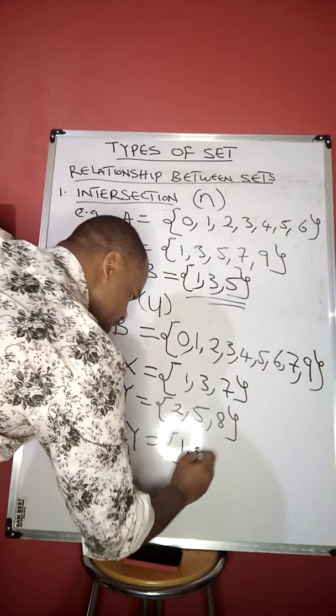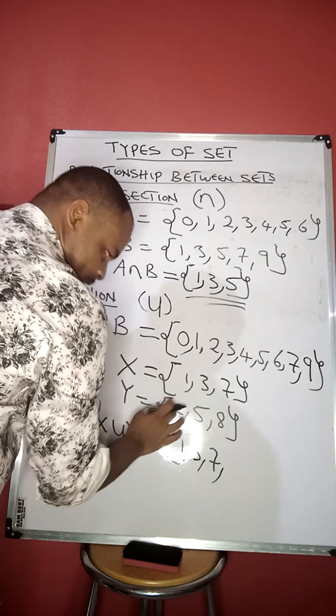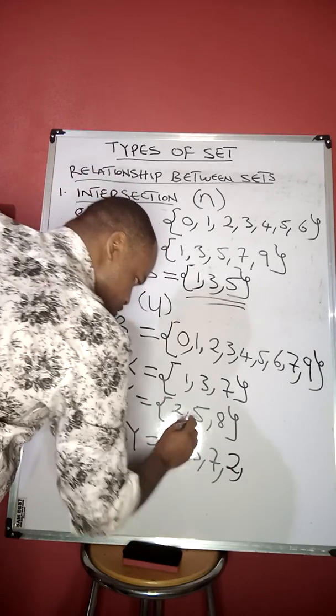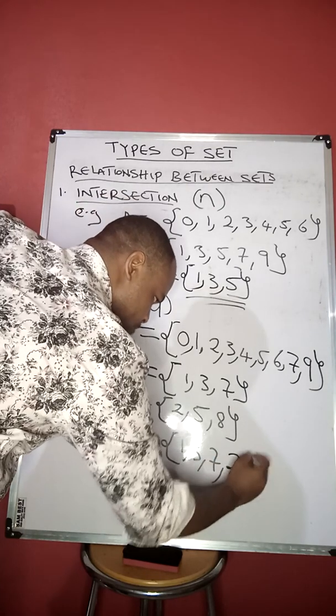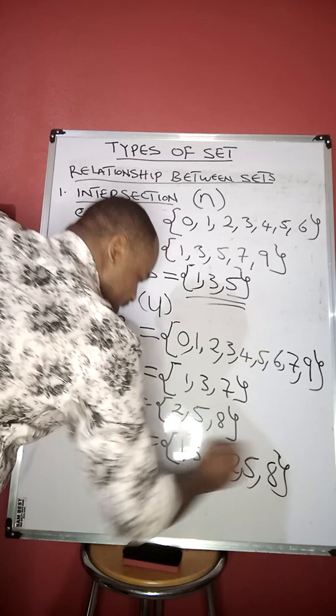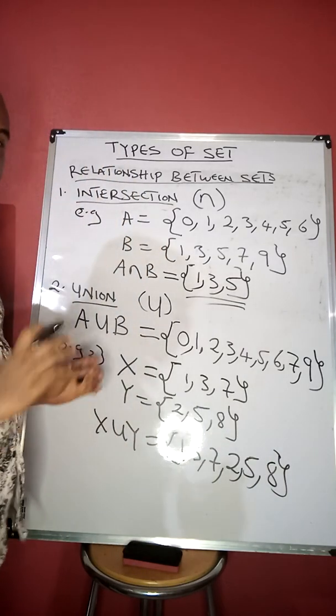So I have 1, 3, 7. Then I list this 2. Have I written 2? No. So I'll put my 2. 5. Have I written 5? No. I put my 5. Have I written 8? No. I put my 8.